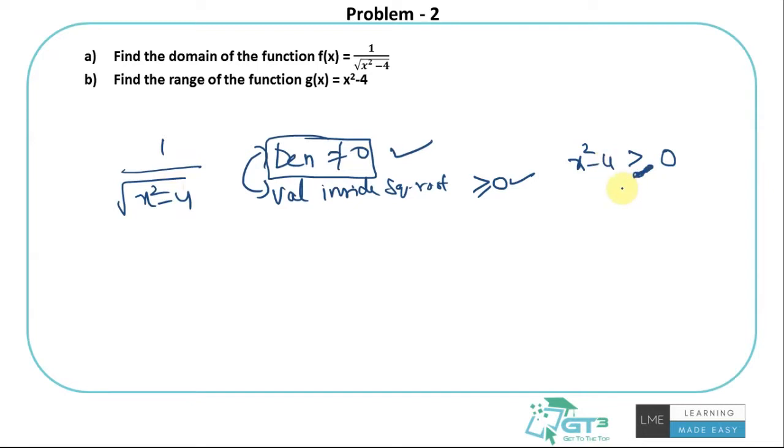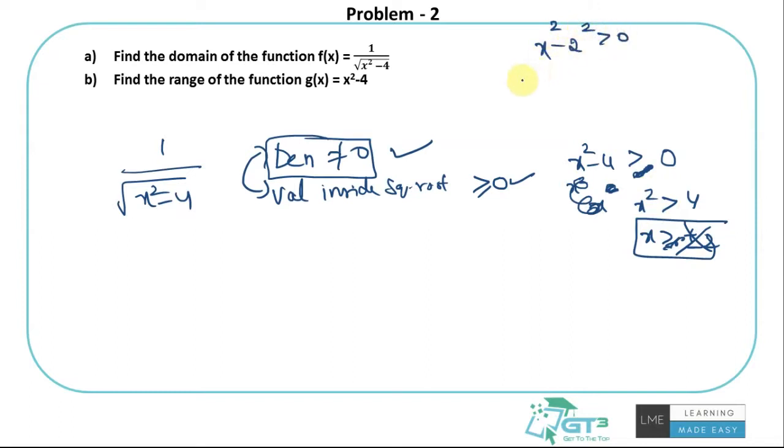So I just need to solve this. x square minus 4 is greater than 0. If you don't know how to do quadratic inequalities, don't do it this way. Sending 4 to this side and taking x is greater than or equal to plus or minus 2 is absolutely wrong. When you say x square minus 4 is greater than 0, split this into x square minus 2 square is greater than 0. A square minus b square is a minus b into a plus b.